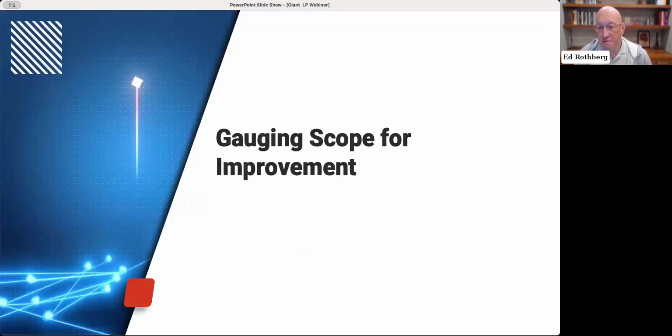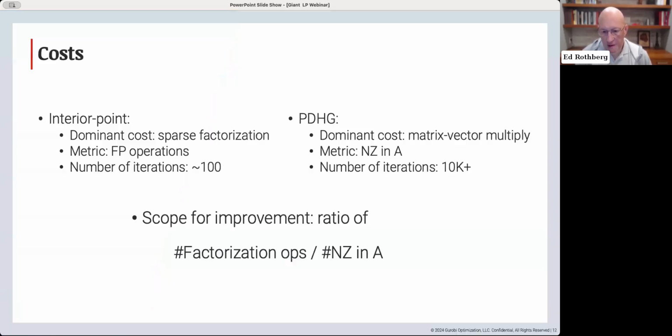All right, so now let's take a look at the scope of opportunity from PDHG. What we're going to do is compare the performance of PDHG against the performance of barrier, an interior point method, just to get a sense of where PDHG has potential scope for doing better. And the way we're going to do this is we're just going to look at the dominant costs for the interior point solver and for PDHG.